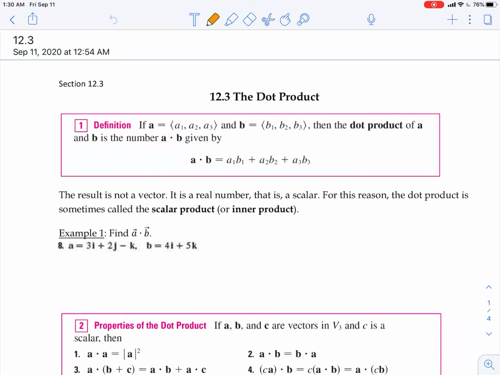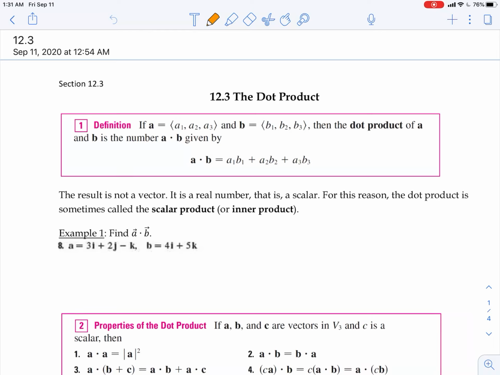Hi, everybody, and welcome to section 3 of chapter 12. Today we're going to talk about ways that you can multiply vectors. The first way to multiply vectors is the dot product. There are more ways to multiply vectors, and we'll talk about the next one on Monday, the cross product. But the first one we're going to talk about is the dot product.